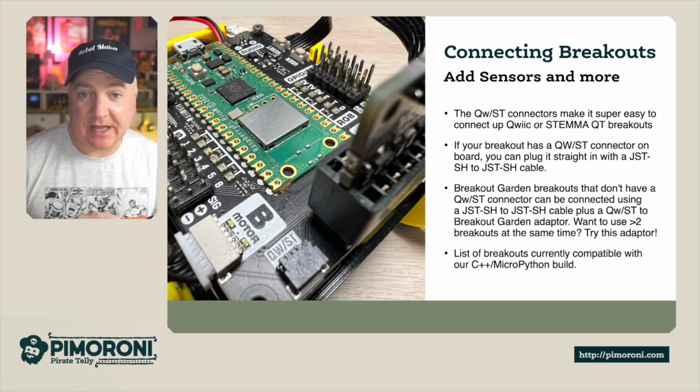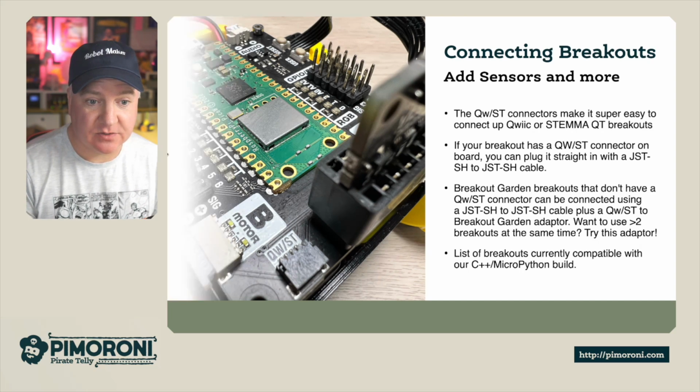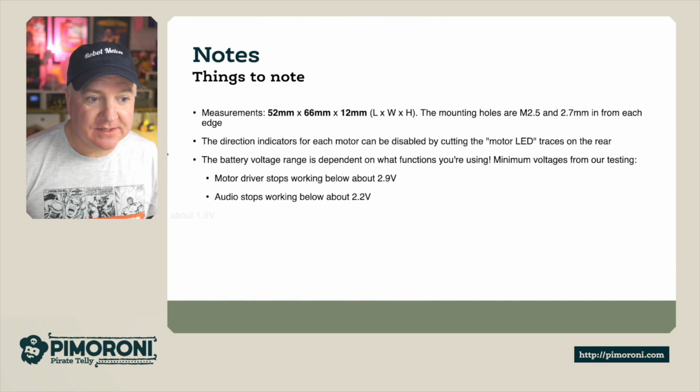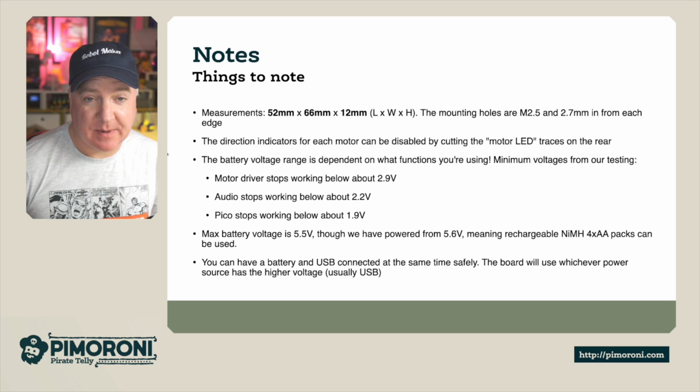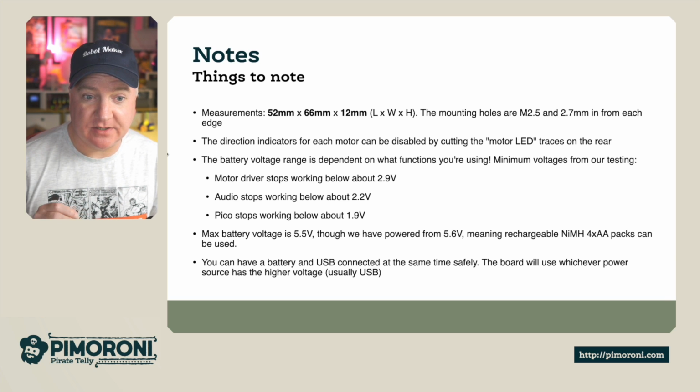There's a list of breakouts that are currently compatible with this with our C++ and MicroPython libraries. Just check in the store for links to that as well. A couple of things to note. Measurement wise, it's 52mm by 66 by 12mm, and there are mounting holes which are M2.5, the same as the Raspberry Pi uses, and 2.7mm from each edge. And the direction indicators on the motors can actually be cut. You just need to score across the little circuit board track for that. And if you need to put them back, you just need to solder a little bridge across there.